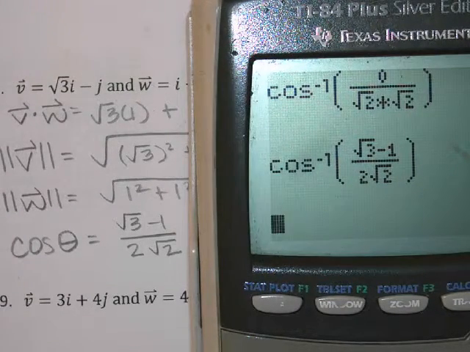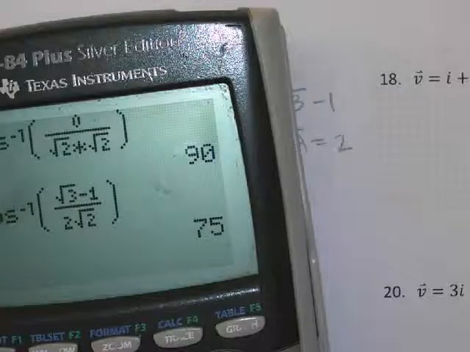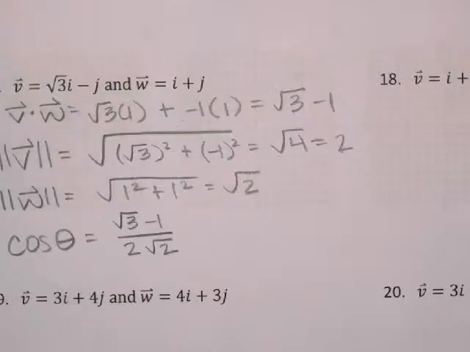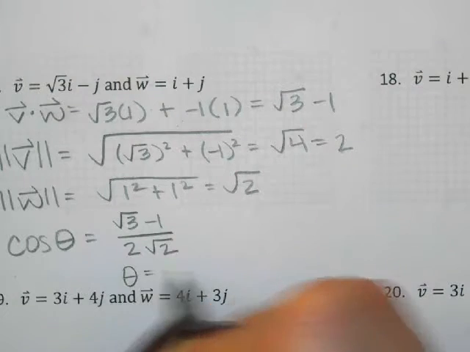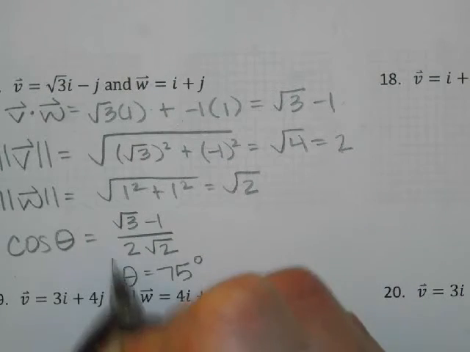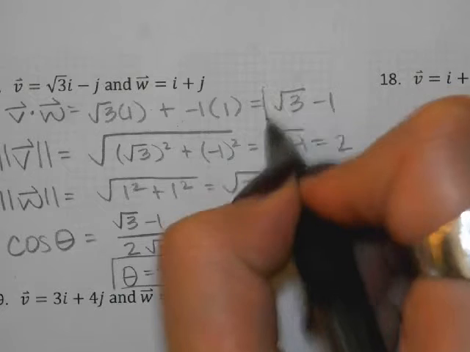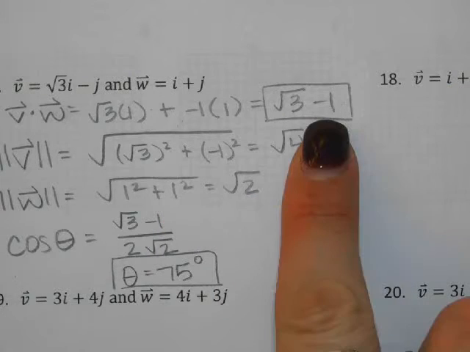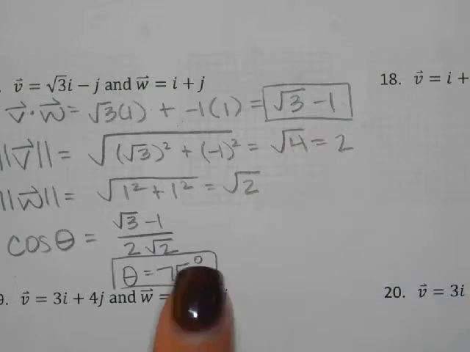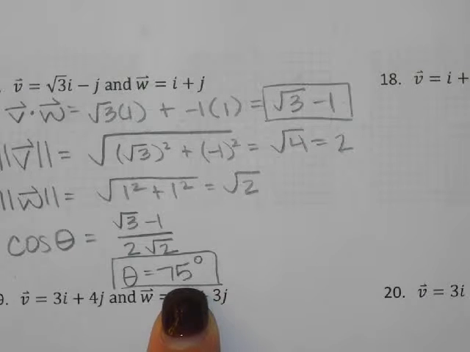All right, what'd you guys get? 75. Me too. Look at that. So our two answers, we had our dot product up here, and then we have our angle down there. And a 75-degree angle does not have a special name, so we have nothing else to write.